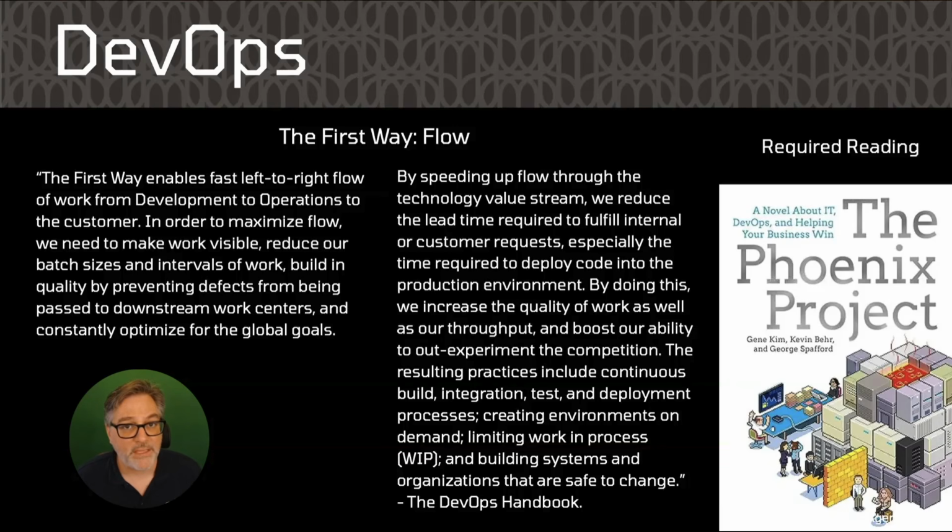The next sentence, in order to maximize flow, we need to make work visible. Visible meaning transparent. Your teams need to have open communication so they understand what they're working on. You need to have work streams that are visible to the other teams so everyone has an understanding of what's occurring in any workflow. If you think about Confluence and the Jira software development tool from Atlassian, you have the ability to go look at tickets and see what's being worked on. You have the ability to see the different work streams. It's important to make sure that your teams know what's going on. You reduce your batch sizes and intervals of work.